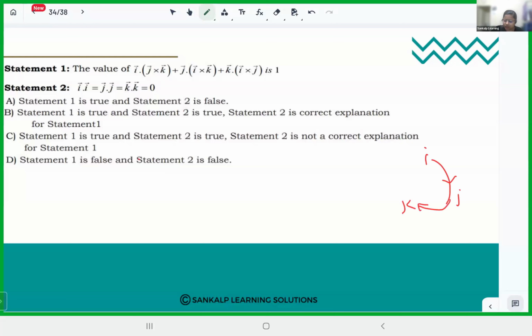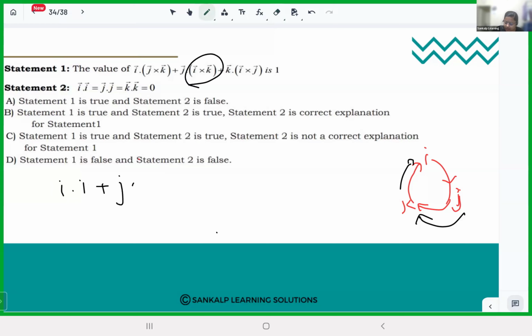It can be written like this, isn't it? For understanding the order, so we know i dot, what is j cross k? J cross k will give you i, isn't it? J cross k will give you i. So i dot j cross k is i dot i, plus j dot i cross k.